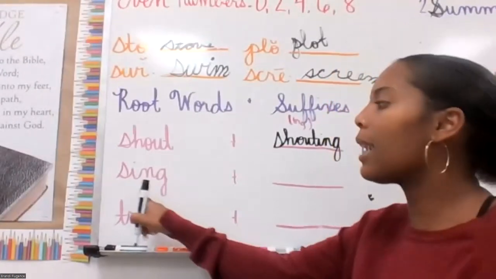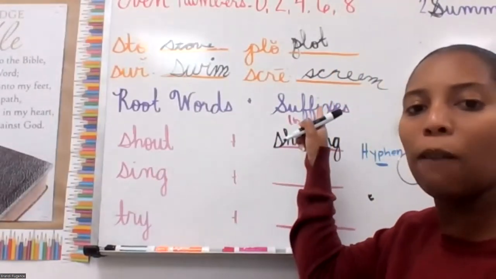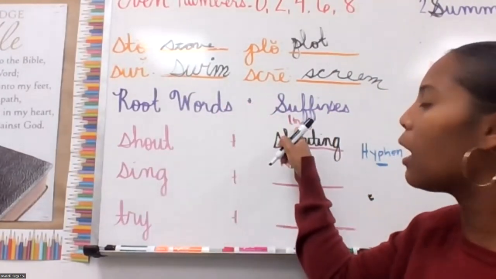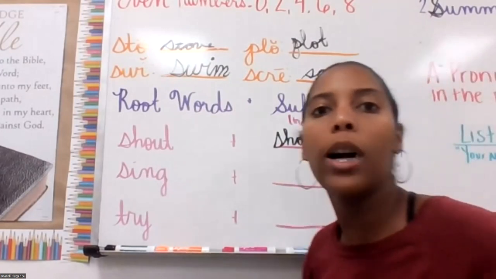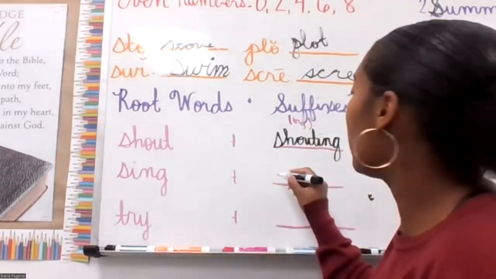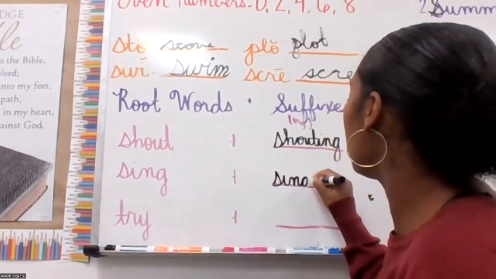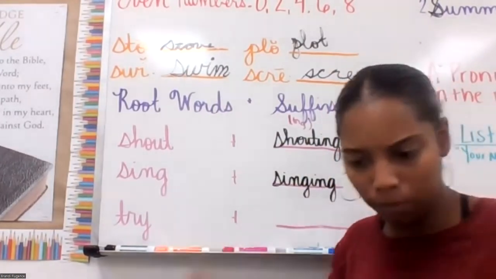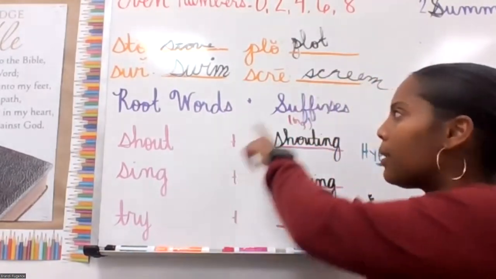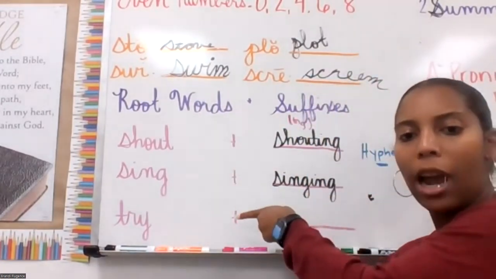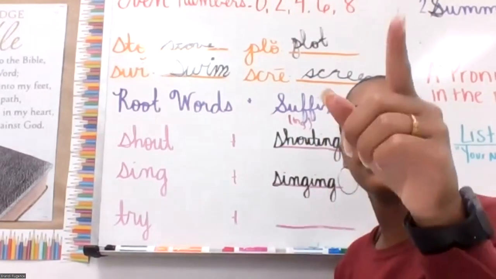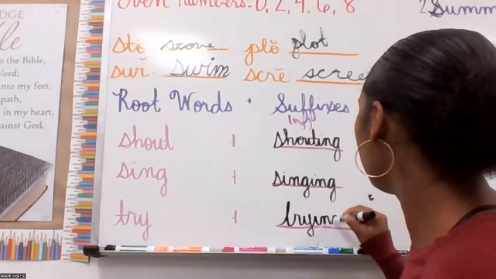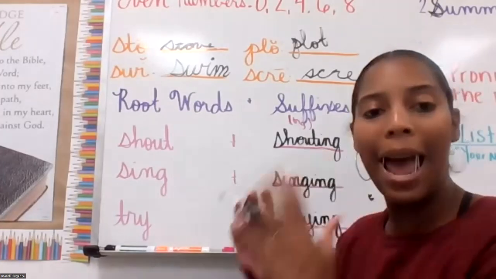Next I have sing, plus suffix ing. Root word is sing plus the suffix ing. What word does it become? Singing. So I have sing and then ing. Next I have try. Then I want to add suffix ing to try, the root word. What word does it become? Trying. Good. So that's how we add them together.